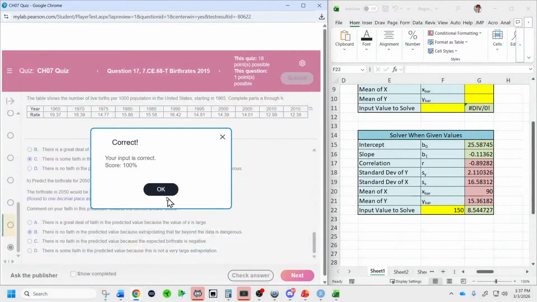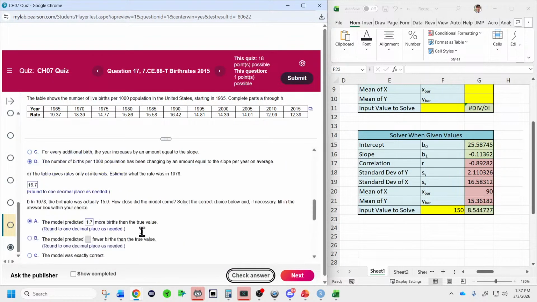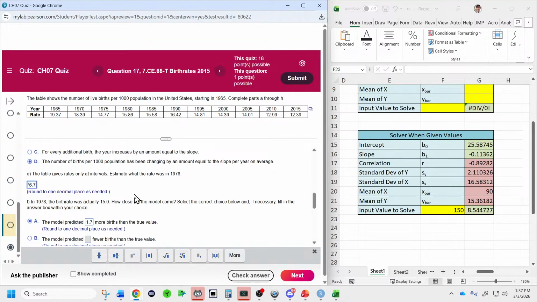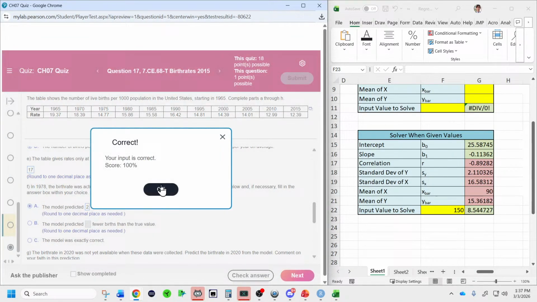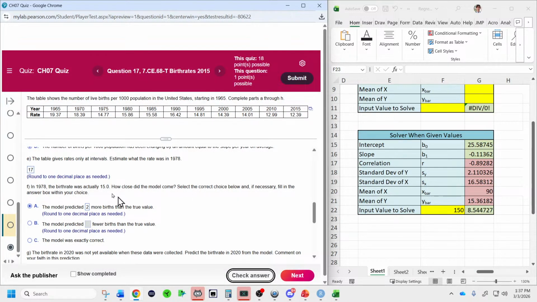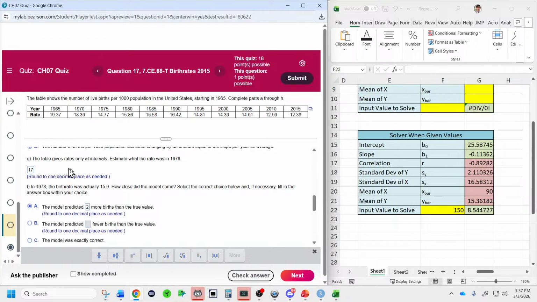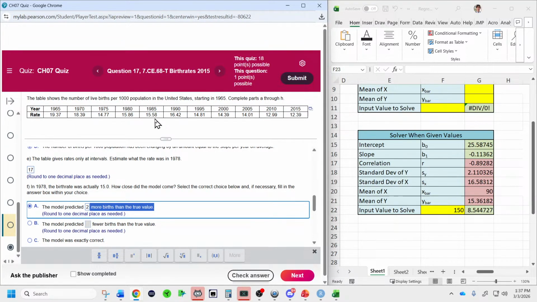Let's see if we get it all correct. We did! And remember we said we're going to use that other number up here. It was like 17. So they must have a lot of leeway because they know solver programs can give different answers. See, there we go. So there is some leeway depending on how you choose to solve it. Because if it was 17, then the model is off by 2. So the model predicted 2 higher percent birth rate.